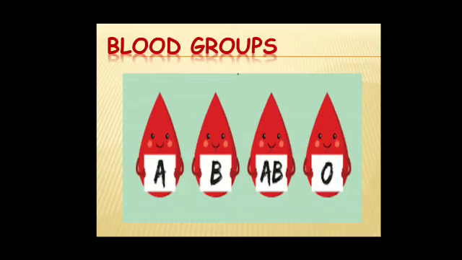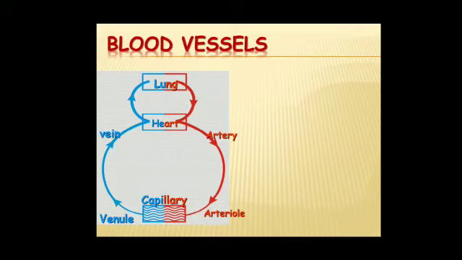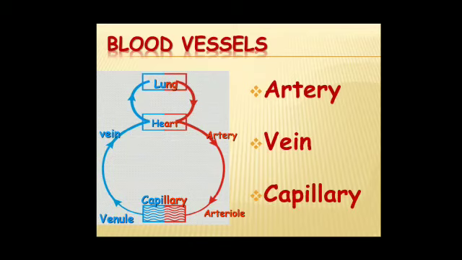Now we will see the organs which are in the cardiovascular system. The organs are the blood vessels. These blood vessels are tube-like structures which are responsible for circulating the blood across the body. These blood vessels are of 3 different types. One is artery, another is vein, and third is capillaries. So these artery, vein, and capillaries are responsible to circulate the blood across the body.